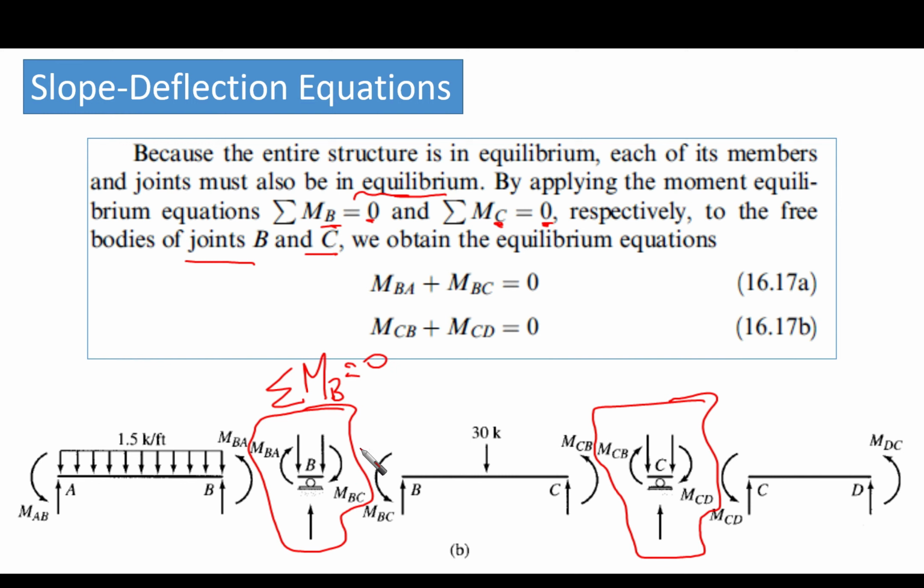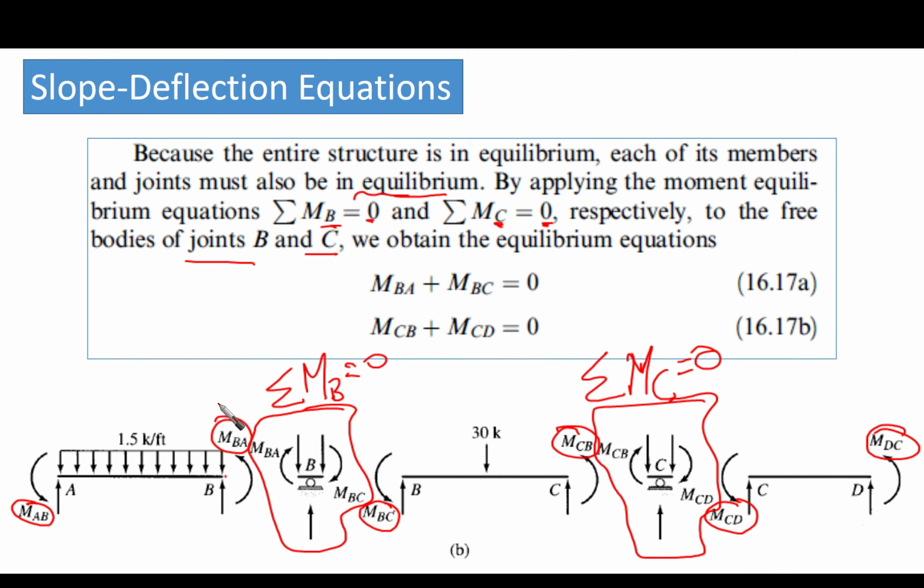This joint must be in equilibrium. Same for point C, the summation of moment at point C must equal 0, right? From here we can look at the first span. We know that some moments will be developed here, which is MAB, and at the far end there is MBA, right? And for this span, the moment that is going to be developed here is MBC, and the moment here is going to be MCB. Similarly here, MCD, and here MDC.